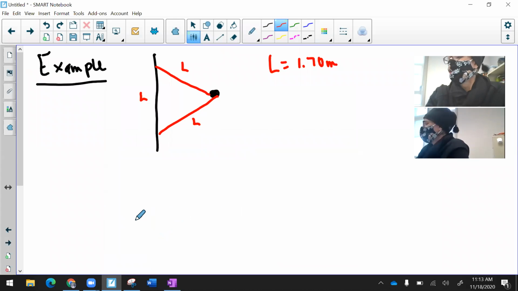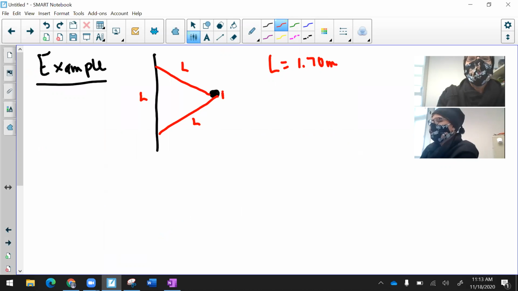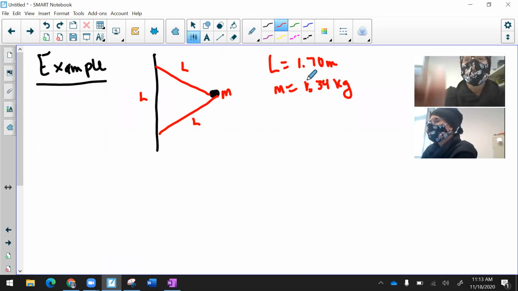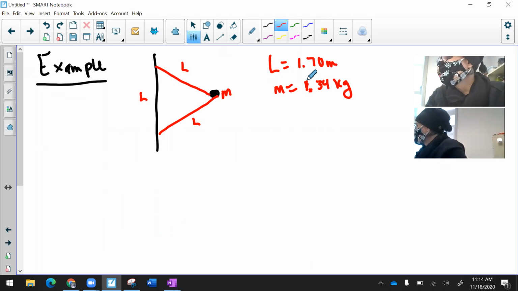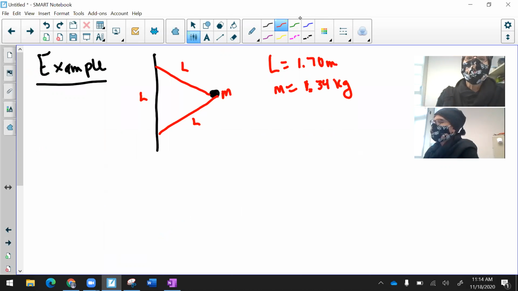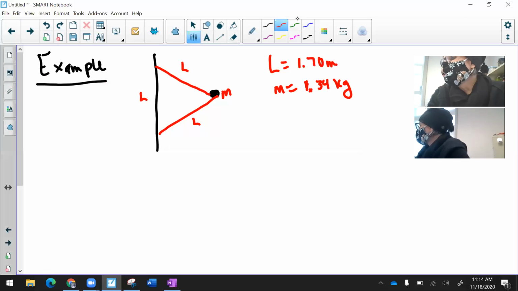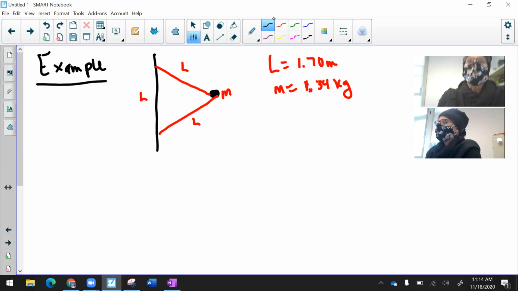Okay. All right. And then M is the mass of our ball. And that I gave you, right? It's 1.34 kilograms. Okay. And so what are we going to do? What is the first thing we need to do here? Draw a free body diagram.